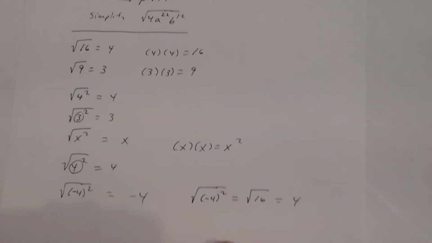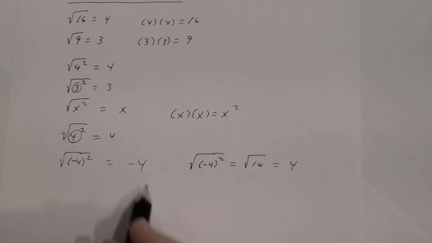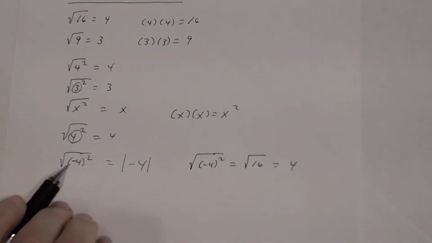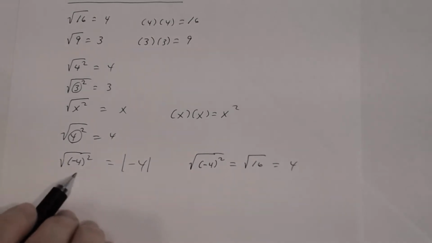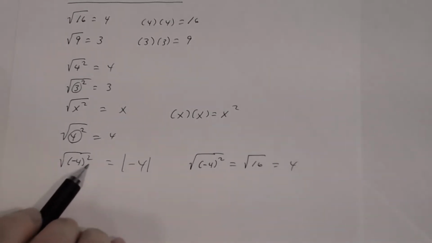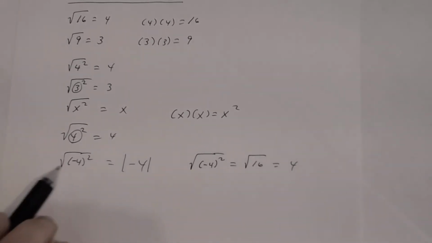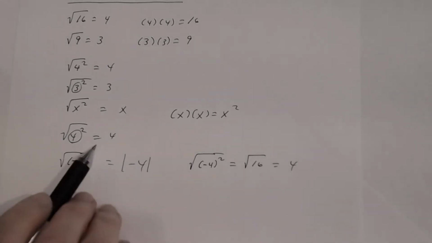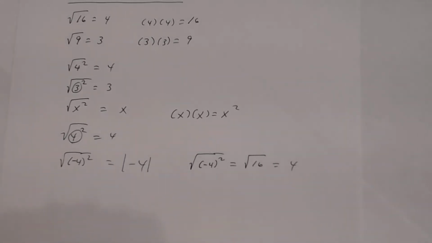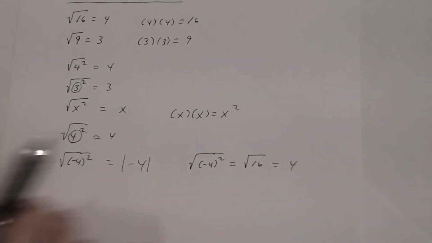And so, since I have a negative 4, I have to take the absolute value of that. That's where we start talking about the absolute value here. Whenever I'm taking the square root of some base raised to the second power, there are times when I will need the absolute value, and times when I won't. The times that I need it will be based on what my base is. If it's negative, I need to take the absolute value. If it's not negative, then it's just the base.